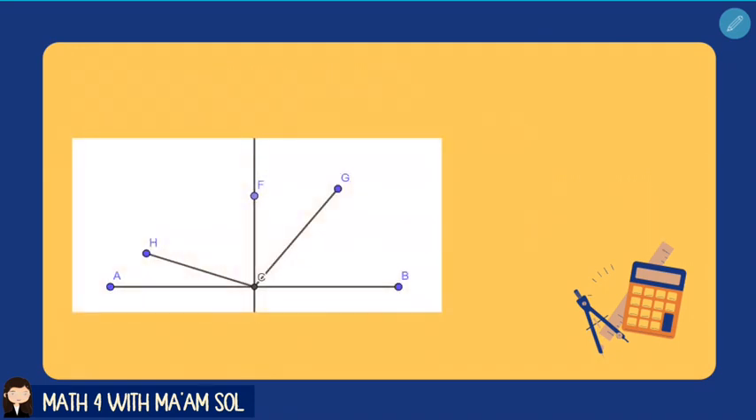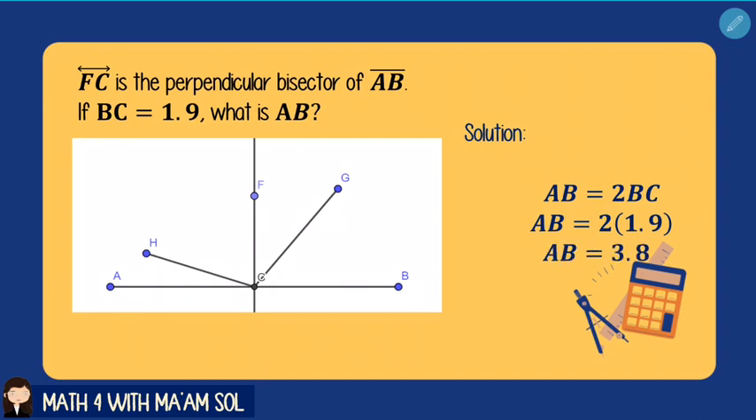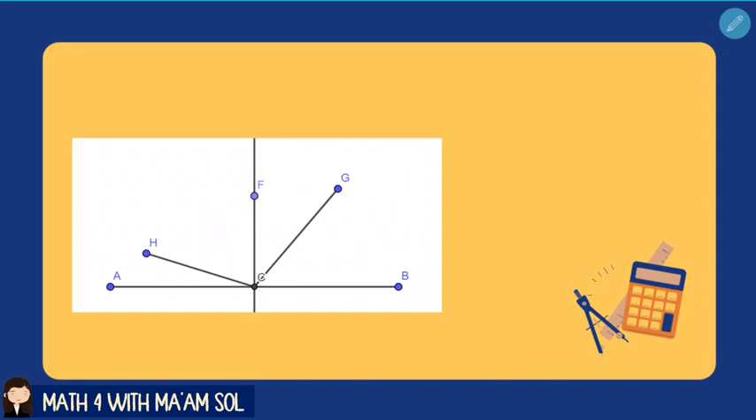In the same problem, if BC is equal to 1.9, what is AB? Now we know that AB is actually twice BC. Therefore, AB will be equal to 2 times 1.9. And simplifying that, we get AB is equal to 3.8. Let's have some angles too.